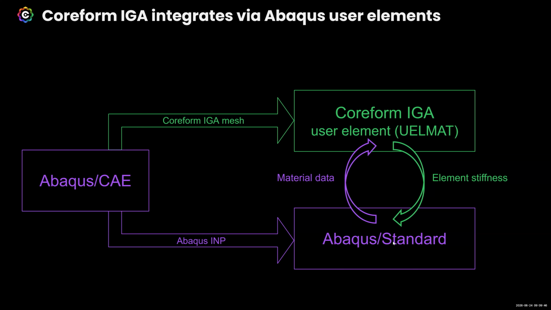Then when Abaqus Standard is running, in its assembly routines it provides material data over to our user element routines, and our user element routines return back element stiffness matrices, as well as any other additional information that's needed to support things like contact. So that's essentially where these two tools work together.